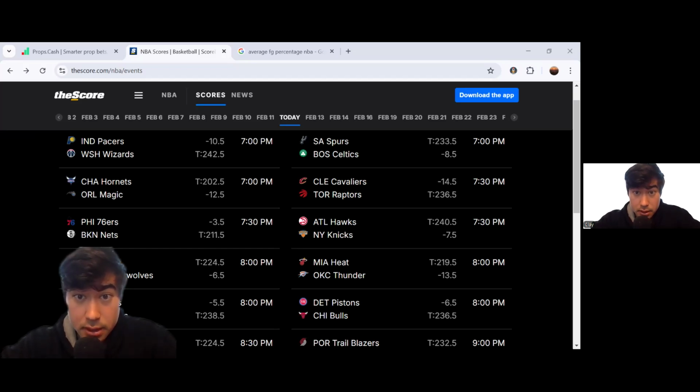But we also need to look at their free throw attempts. A free throw attempt counts for about half a field goal attempt, because a field goal attempt will get you 2 points, and a free throw attempt will get you 1 point if you make it.